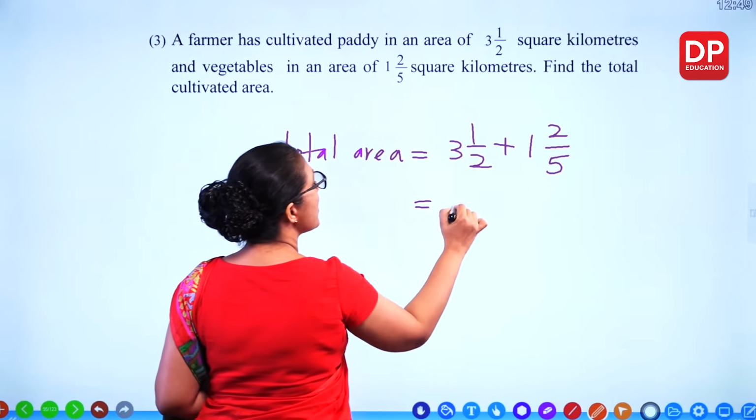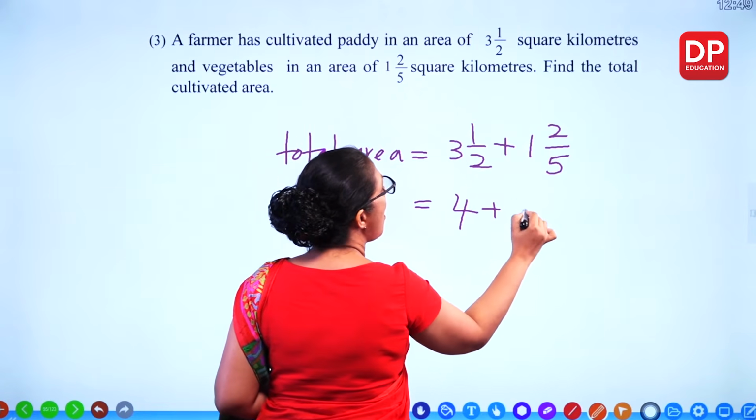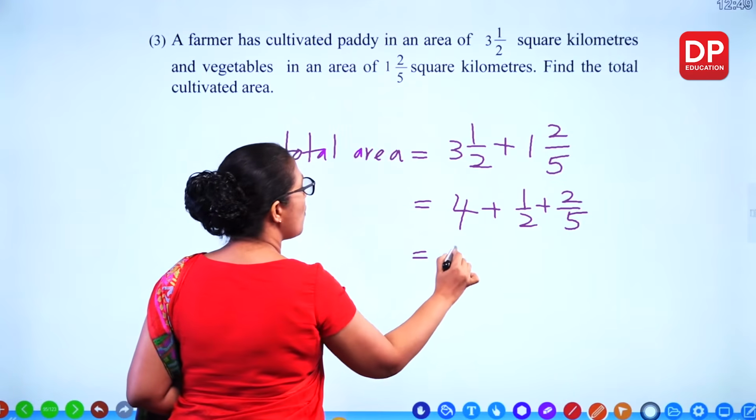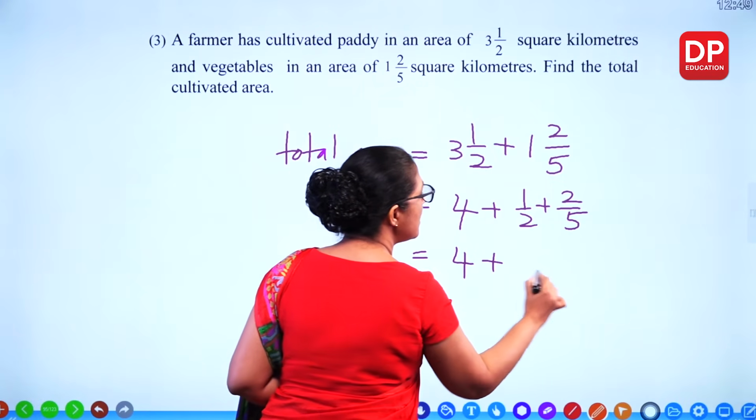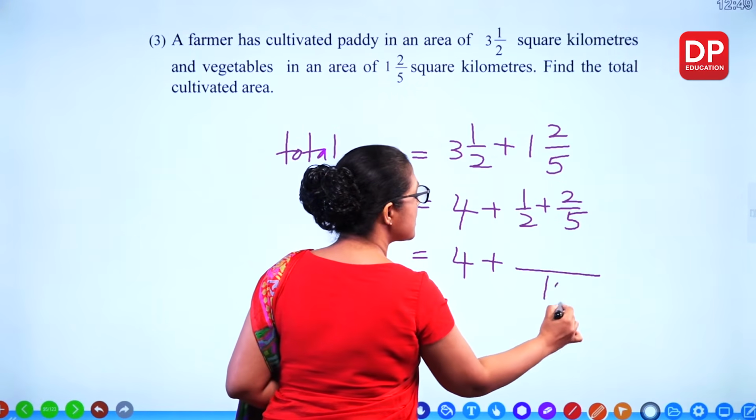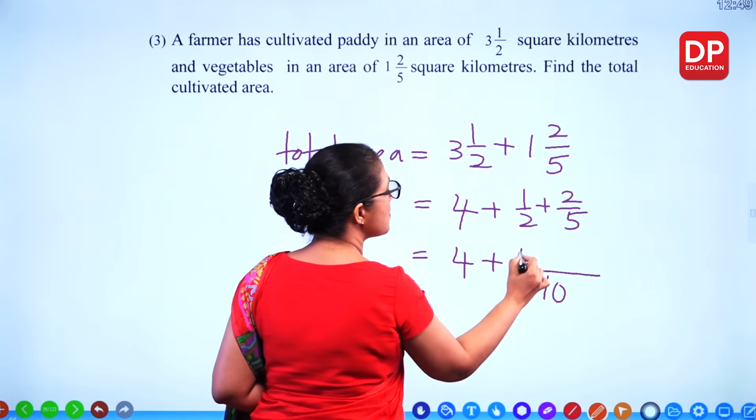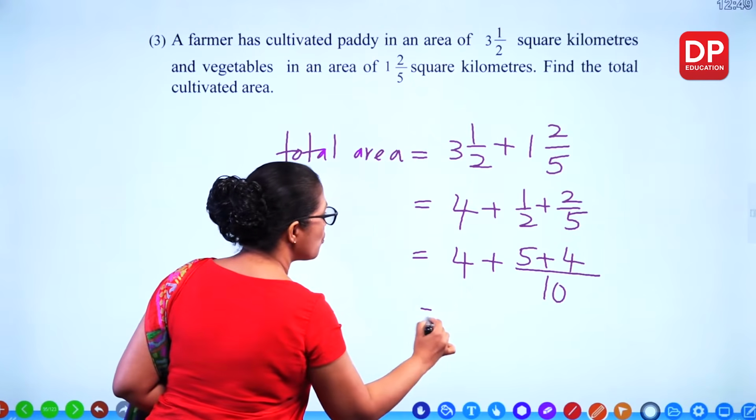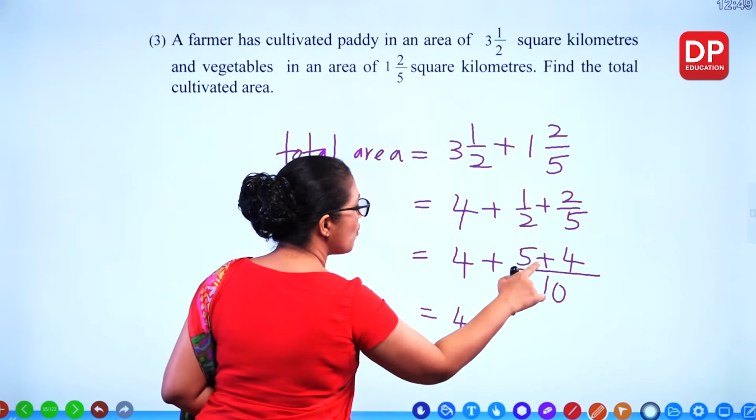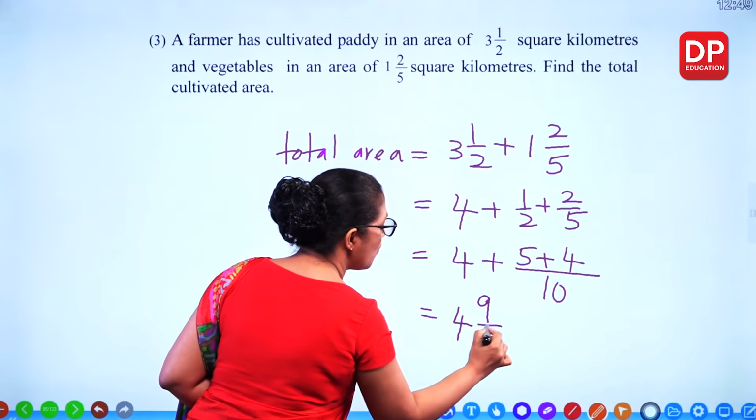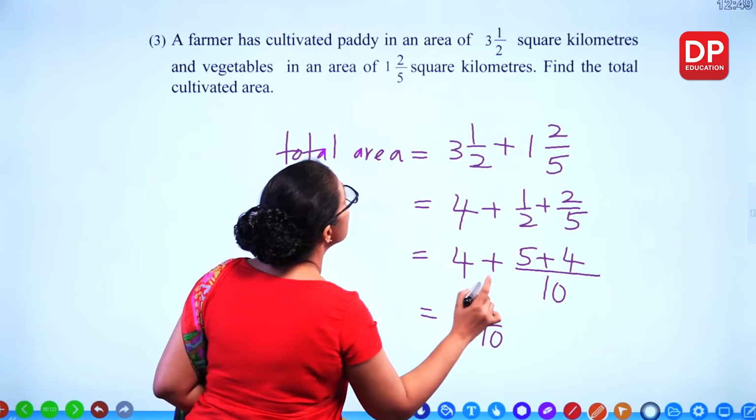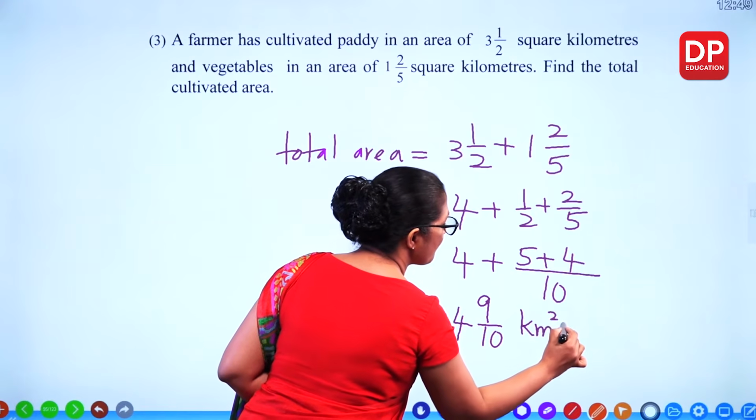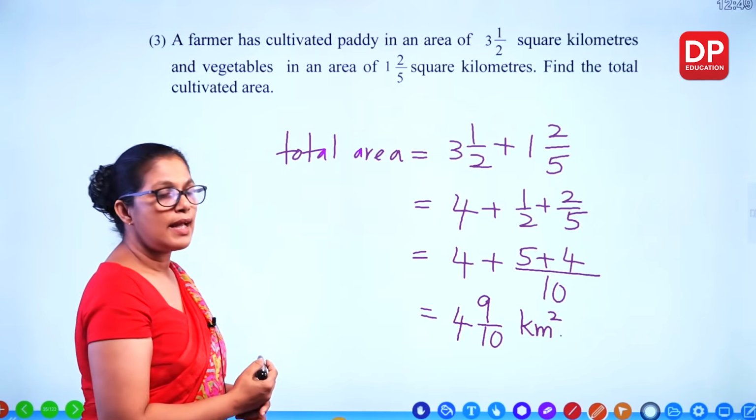3 plus 1, you can say 4. Half and 2/5 you have to add separately. What's the common denominator of 2 and 5? That's 10. So multiply this by 5 and this by 2. 2 times 2, 4. So you get 4 and 4 plus 5, 9 over 10 kilometers squared. So 4 and 9/10 square kilometers is the total area.